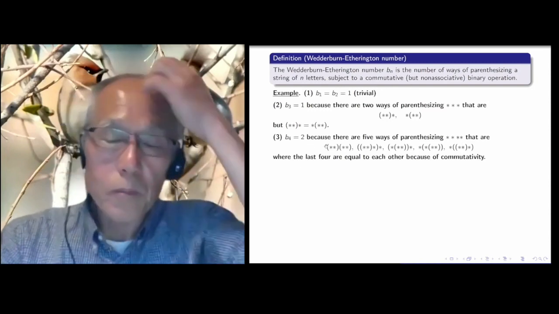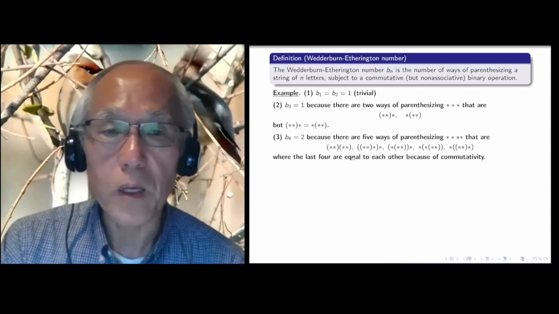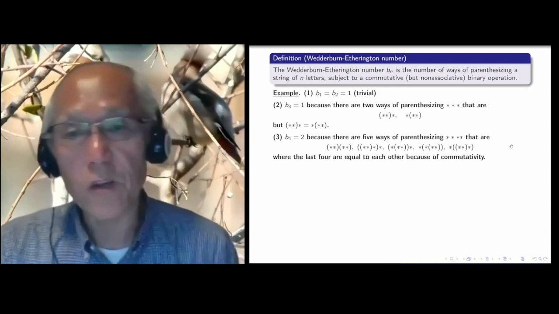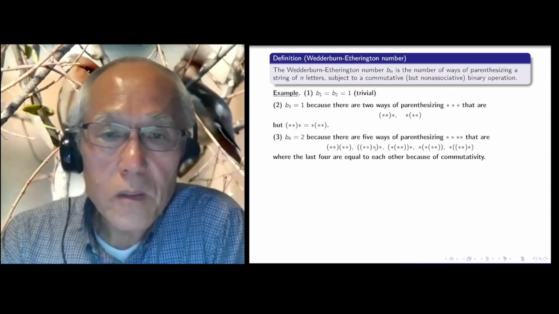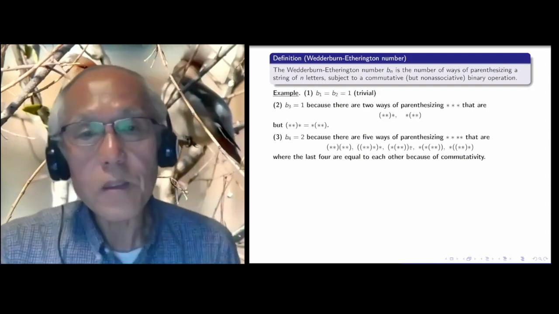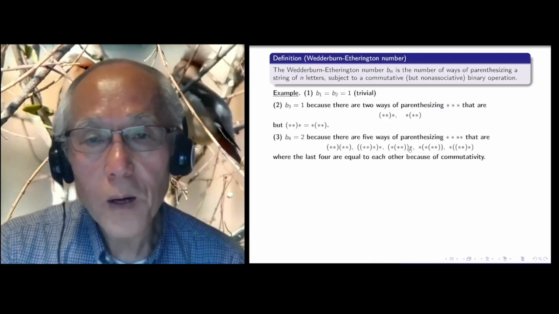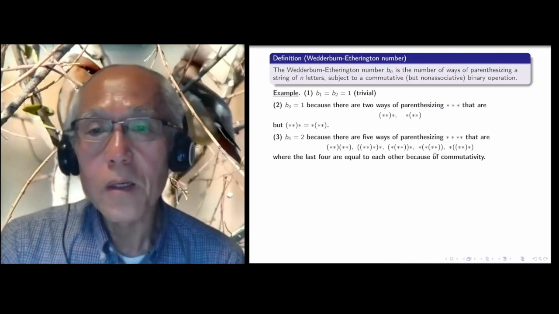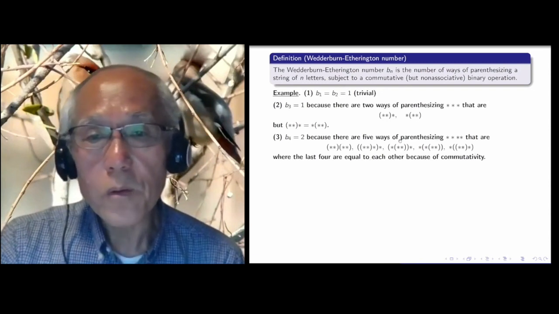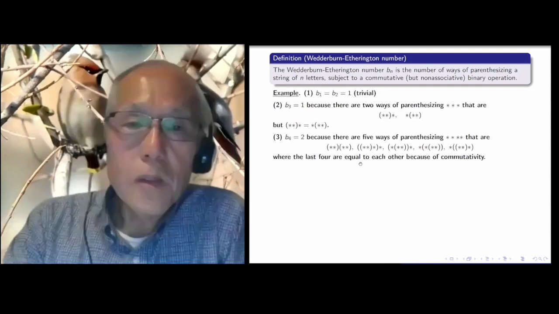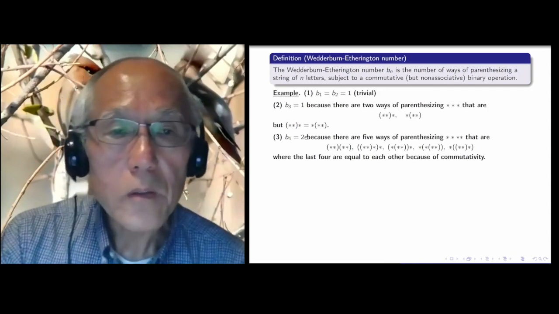B4 is equal to 2 because I take the 4 letters and put parentheses with the binary operation. There are 5 ways. This is exactly the Catalan number C3. But look at this one. I can interchange this and this, then I get this one. Also, I can exchange this part and the last one, then I get this one. And then I interchange this part and this part, then I get this one. So these last 4 are the same, but the first one is different from the others. So that's why B4 is equal to 2.